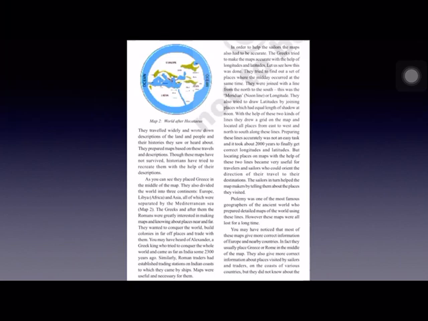Ptolemy was one of the famous geographers who made detailed maps of the world using latitudes and longitudes. He also made maps of the world using latitudes and longitudes.